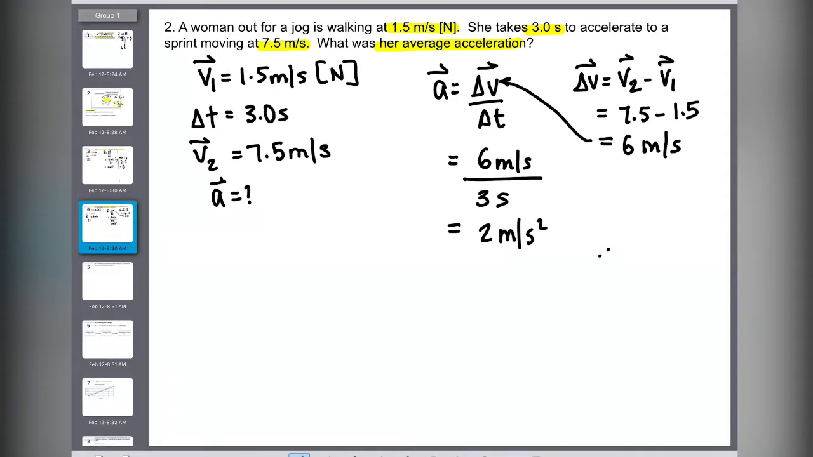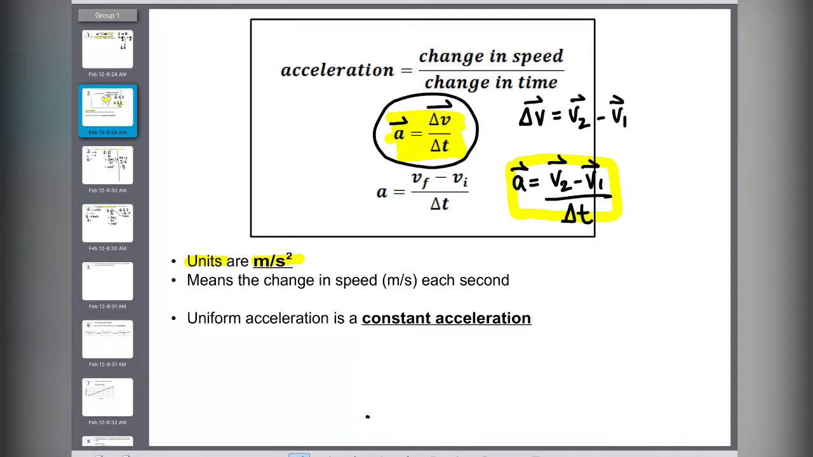What's the unit for acceleration? Yes, 2 meters per second squared. Okay, so sometimes it does require you to do it in 2 steps. Then some of you are going to ask, am I allowed to do it in 1 step? Totally. But you have to write your equation out correctly.